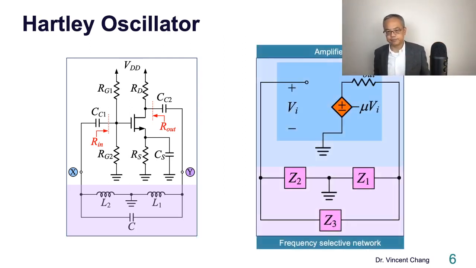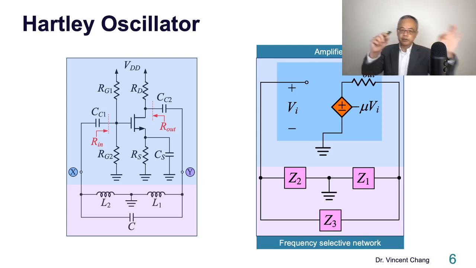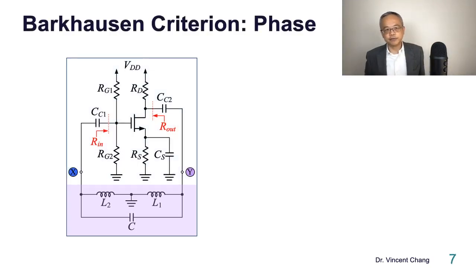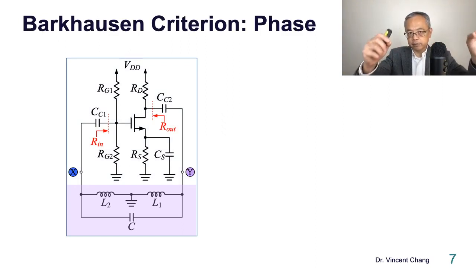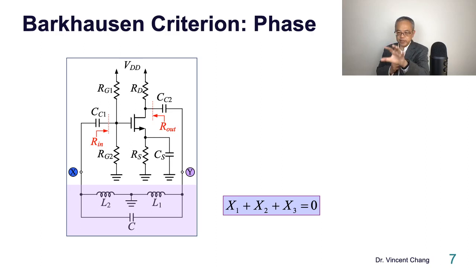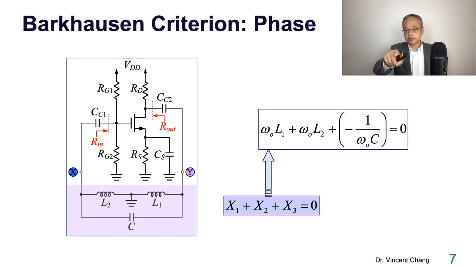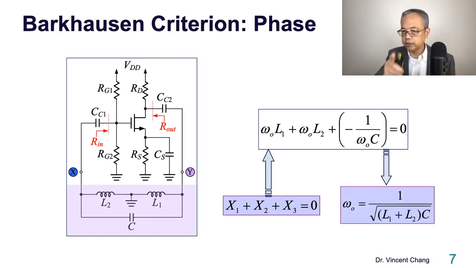So for the Hartley oscillator, you are supposed to be very familiar with this, right? Basic amplifier and frequency selective network. To meet the Barkhausen phase criterion, the sum of the three individual reactances should be 0. And now it's time to plug in. What is X1? Omega L1. What is X2? Omega L2. What is X3? Negative 1 over omega C equals 0. At the frequency of oscillation, this condition should be met. Then this will give you the frequency of oscillation.